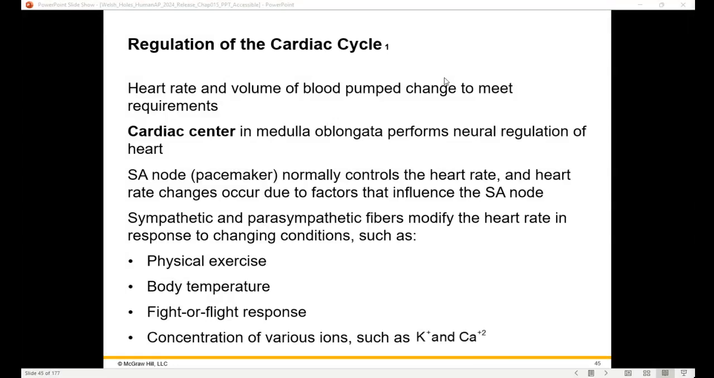Okay, regulation of the cardiac cycle. The heart rate and volume of blood pumped change to meet the requirements. The cardiac center in the medulla oblongata performs the neural regulation of the heart. The SA node, or pacemaker, normally controls the heart rate, and heart rate changes occur due to factors that influence the SA node. Sympathetic and parasympathetic fibers modify the heart rate in response to changing conditions, such as physical exercise, body temperature, the fight or flight response, or concentrations of various ions, such as potassium and calcium.